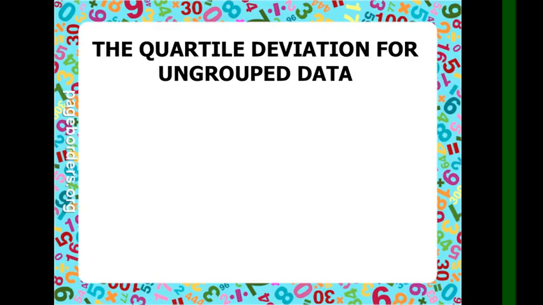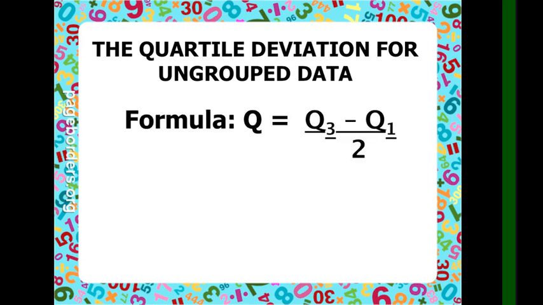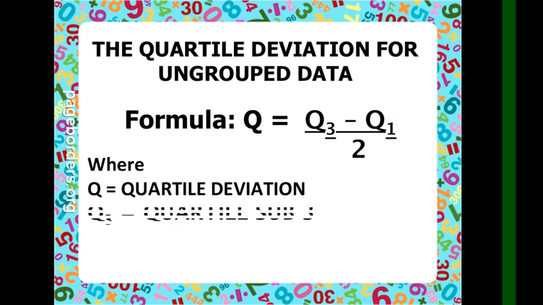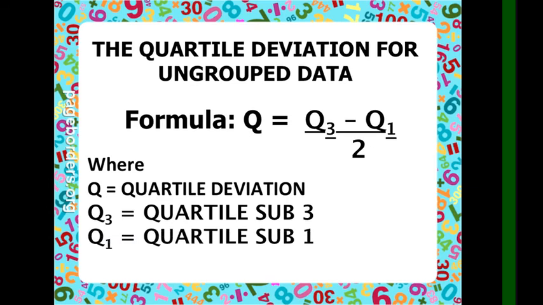And lastly, we have what we call the quartile deviation for ungrouped data. For the quartile deviation for the ungrouped data, we have the formula Q equals Q sub 3 minus Q sub 1 over 2. So therefore, we need to get first the Q sub 3 and Q sub 1 before we answer the quartile deviation, where Q is the quartile deviation, Q sub 3 is quartile 3, and Q sub 1 is quartile 1, and 2 is constant. It doesn't change.